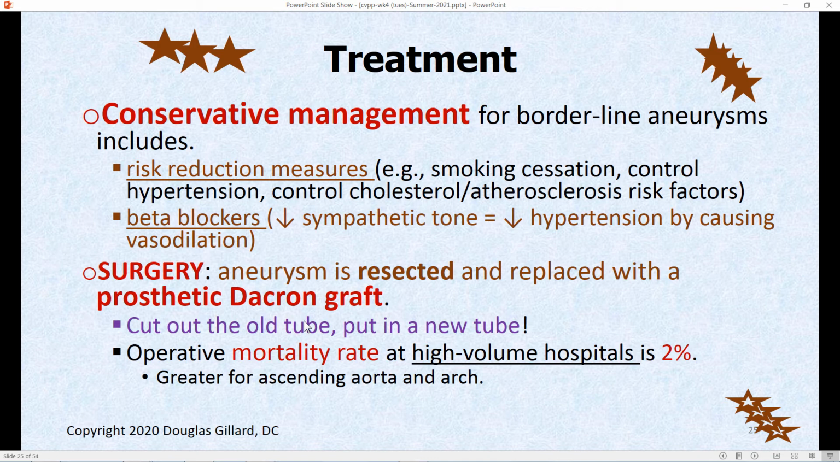And if it gets to the point where you have to have surgery, they can just basically cut out the diseased aorta and put a new tube in. It's made of Dacron. It's a prosthetic Dacron graft. And the mortality rate for that type of surgery in a good hospital is about 2%. So 2 out of 100 will pass away from the surgery.